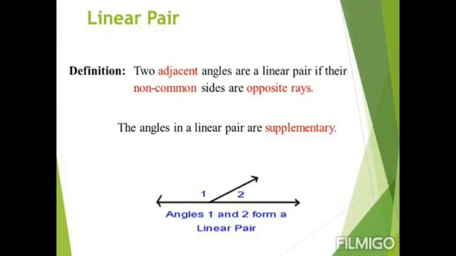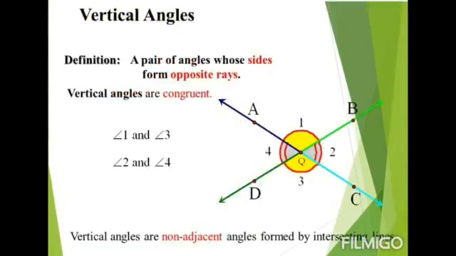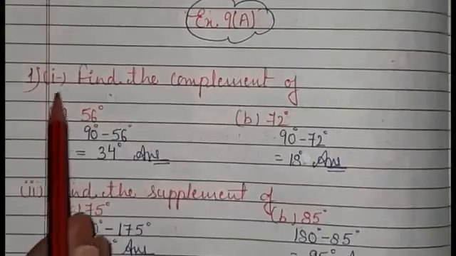Next topic is linear pair. Two adjacent angles are a linear pair if their non-common sides are opposite rays. The angles in a linear pair are supplementary. Here you can see angle 1 and angle 2 form a linear pair. That means angle 1 plus angle 2 is equal to 180 degrees. Next topic is vertical angles, or we can say vertically opposite angles. Vertically opposite angles are non-adjacent angles formed by intersecting lines. Here you can see angle 1 and angle 3, angle 2 and angle 4 are vertically opposite angles and are always equal.